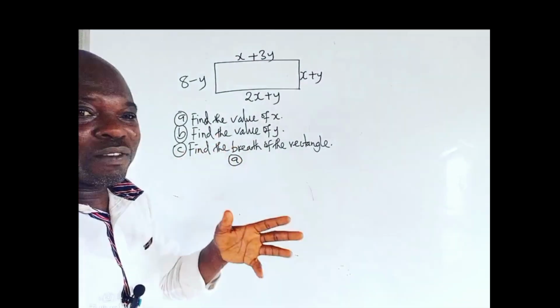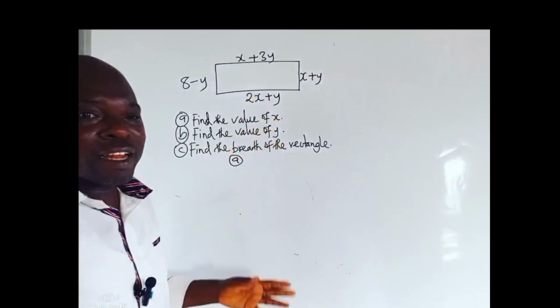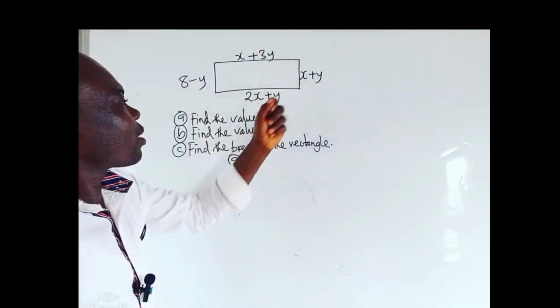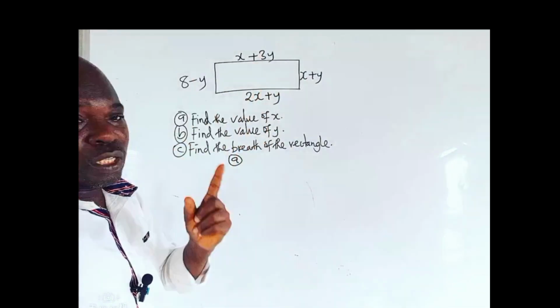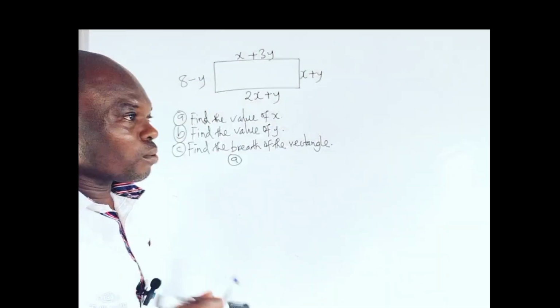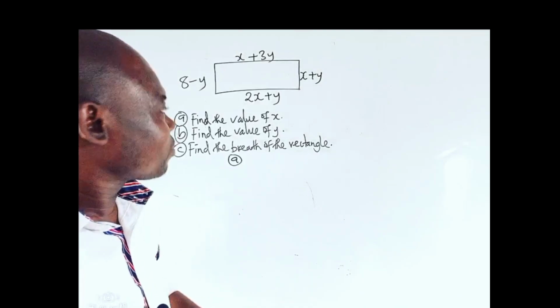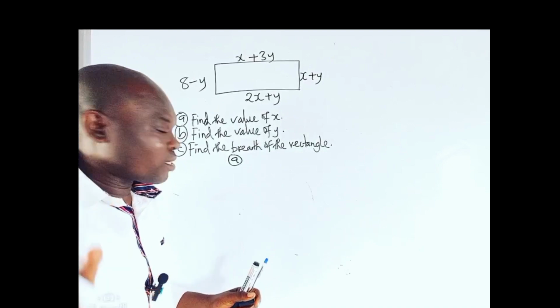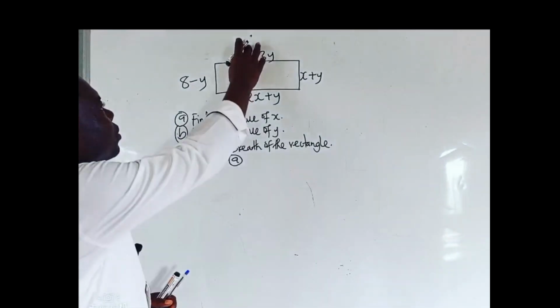one of the properties of the rectangle is that the two opposite sides are equal. Here and here are equal, while here and here are equal. The lengths are always equal, while the breadths are always equal. So we're going to simplify it like that, and it's going to be solved simultaneously. So we solve this and this.